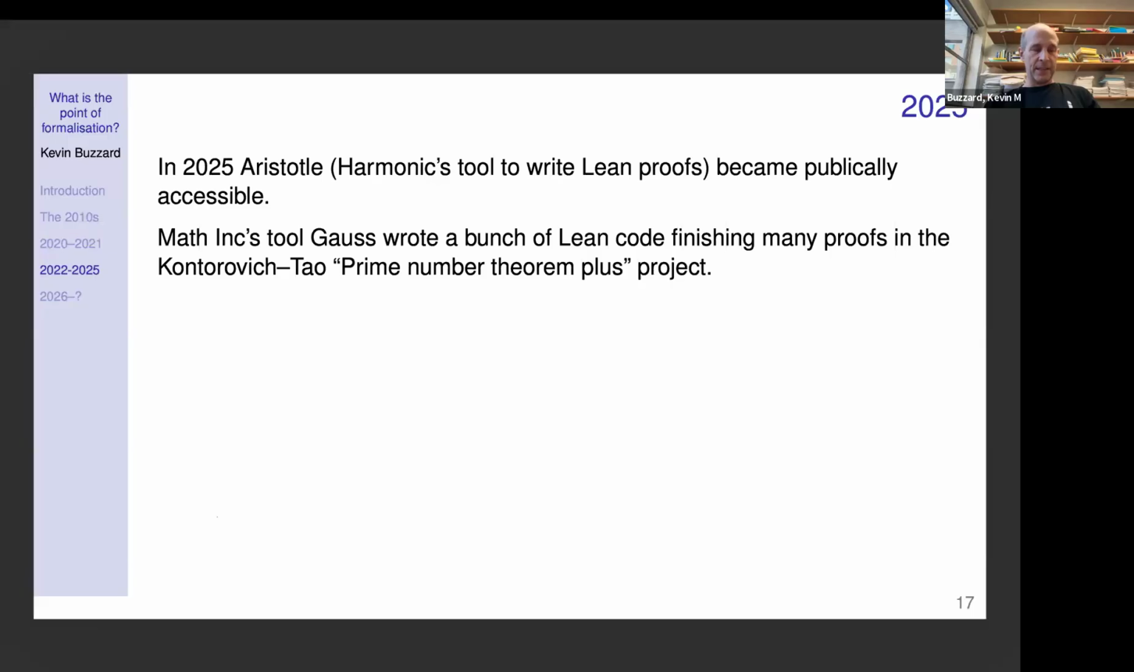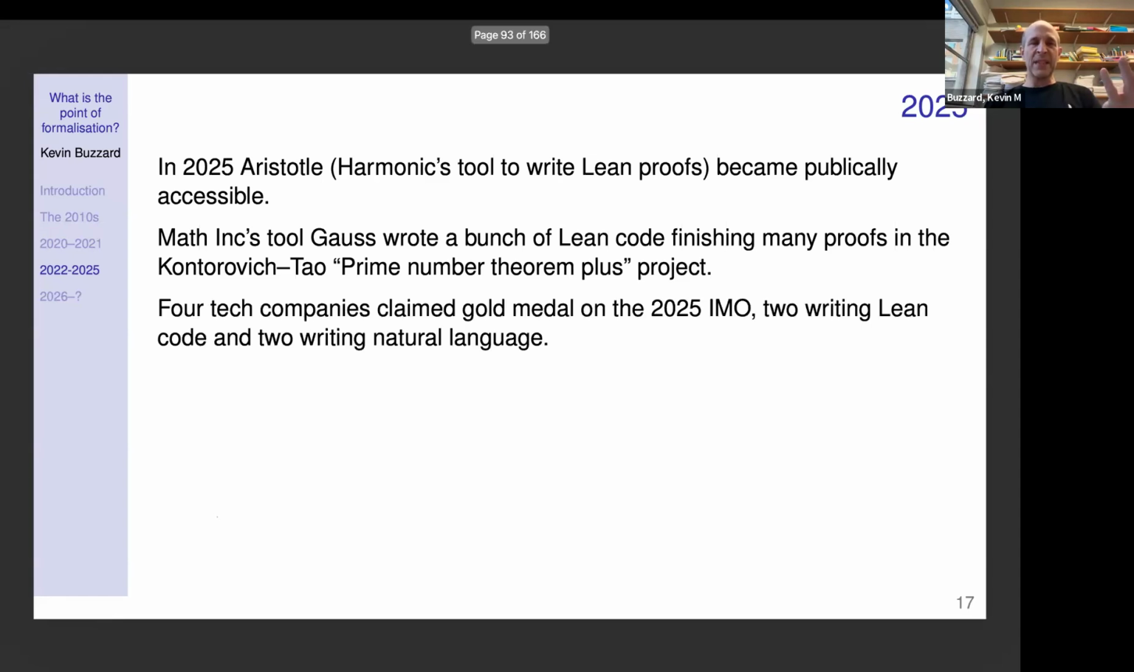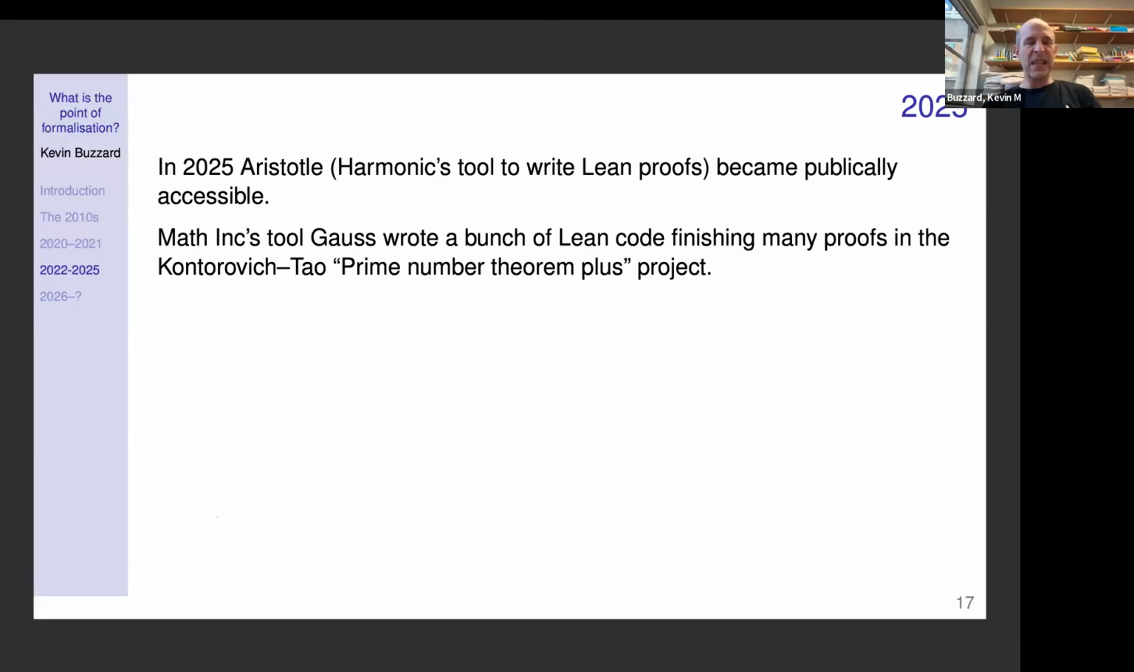And there's this startup Math Inc., and they have a tool called Gauss, which finished a lot of proofs in the Prime Number Theorem Plus project. And I don't know if Alex has got anything to say about that. Was that a step in the right direction, or was that actually a useful contribution? Alex: There, yeah, it's going to require a lot of refactoring, but I mean, it depends on what quality code you want. If you want Mathlib quality code, then there's a lot of things to do. If you just want the proof solved, which is all we at the time wanted, they absolutely finished the project.